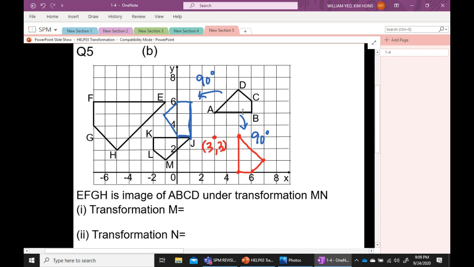But as I can show you here, if you use this as the center, and rotate this 90 degrees anti-clockwise, you will get the blue shape. If you rotate this clockwise, you will get the red shape. So you won't be able to get this K, L, and N.